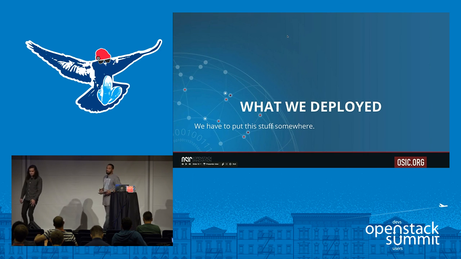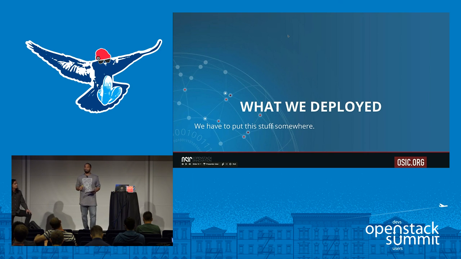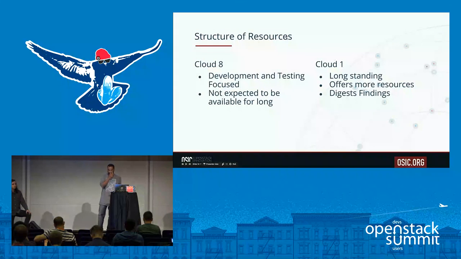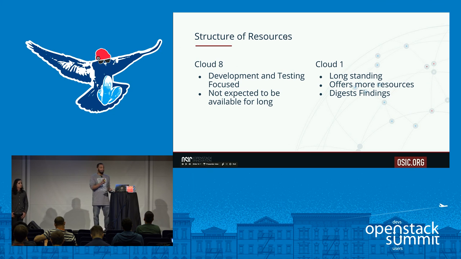All right, again, the idea is that we had some tasks we needed to complete. We needed to generate some workloads. We wanted to be as close as possible to what would actually be happening in production. So in OSIC, we have a bunch of clouds, but we identified two specifically to help with this effort.